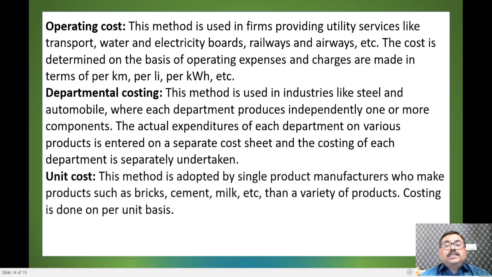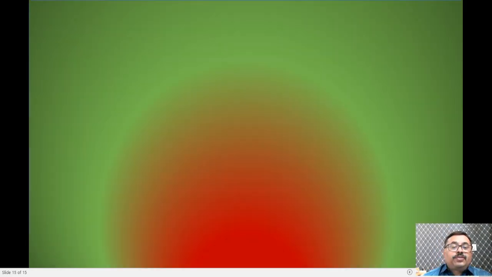Unit cost. This method is adopted by single product manufacturers who make products like bricks, cement, milk, etc. rather than a variety of products. They will not have much variety of products. Maybe one or two types of varieties they may be having. Costing is done on per unit basis.